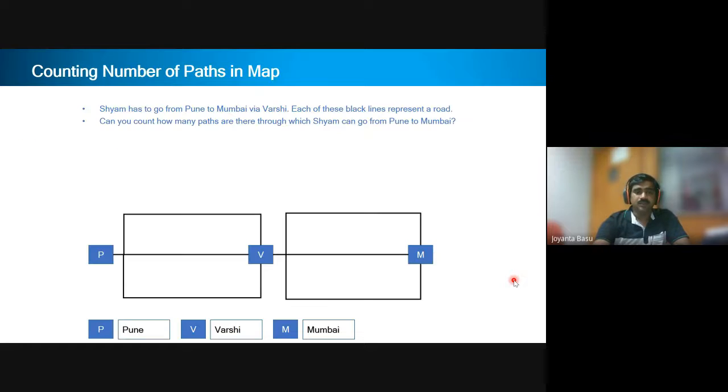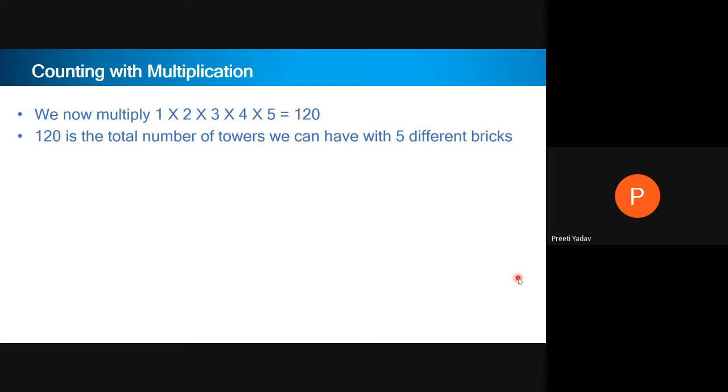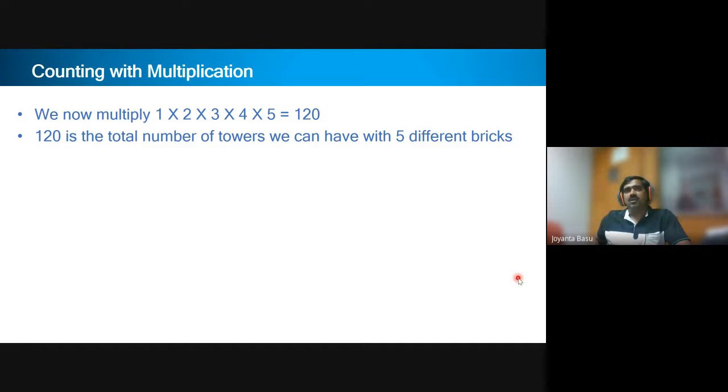Okay, so is it clear up to this point, counting with the multiplication procedure? Yes, sir. Okay. The only thing is that if some kind of conditions are given, then we can also find out or subtract that conditional value. Here I am saying that if I have 5 different colors, then how many possible combinations of tower are possible? That is 120 possible combinations, only using the multiplication that we can do.